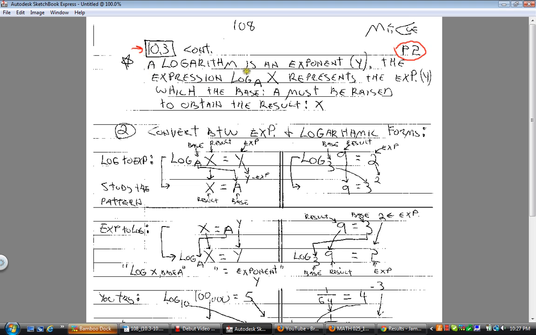A logarithm is an exponent. The expression log base a result x represents the exponent y. It's a way to represent the exponent. That's the whole purpose of logarithms. It says which the base a must be raised to obtain the result x. Okay, so that's something to read a couple times here.